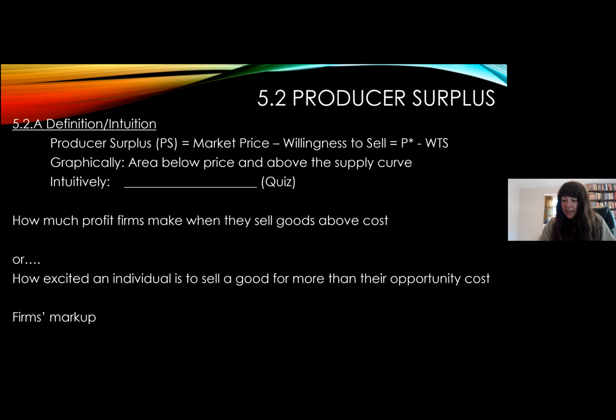So I think of this as how much profit do firms make when they sell a good above cost. I also think of this as like, how excited is an individual to sell a good for more than their opportunity cost? You could also think of it as like firm's markup or profit. All of those we're going to use pretty interchangeably at this point. So producer surplus, that's where we are. We're measuring how much benefit firms get from transactions.